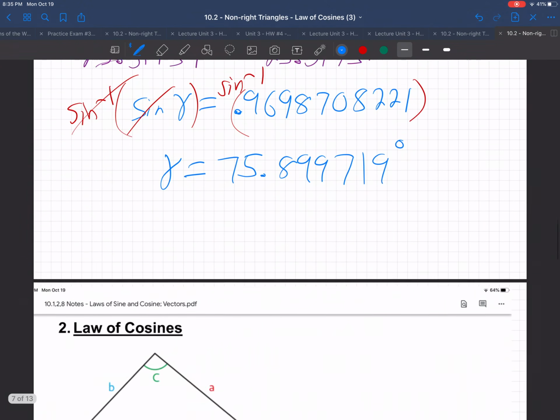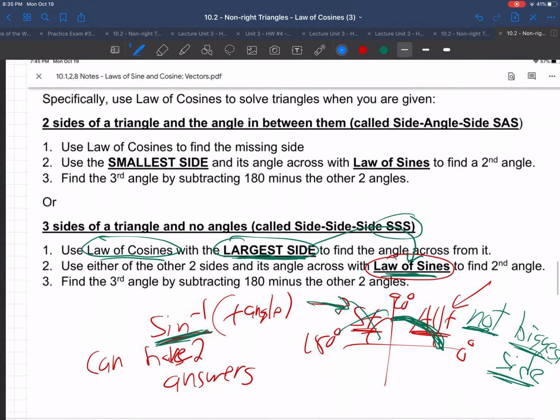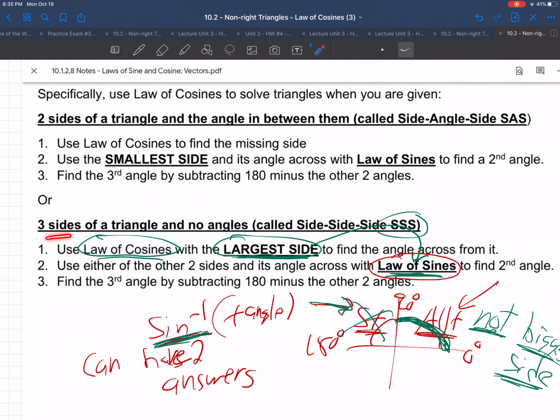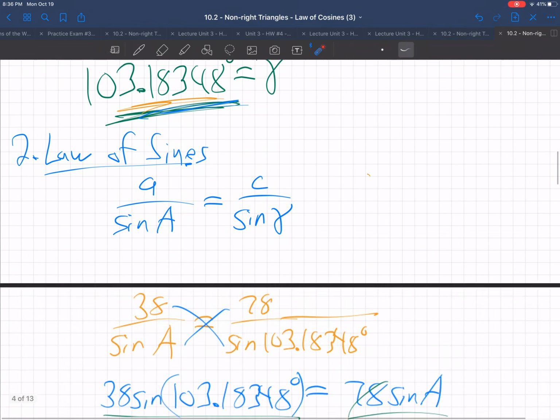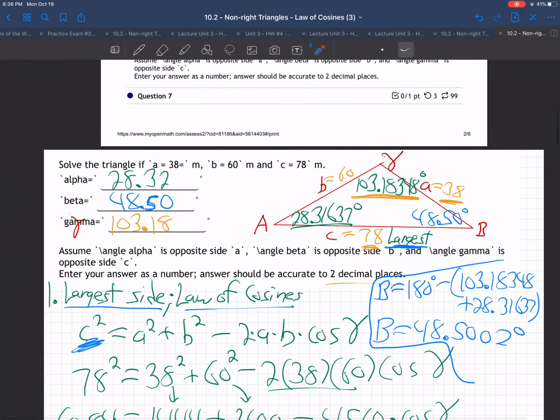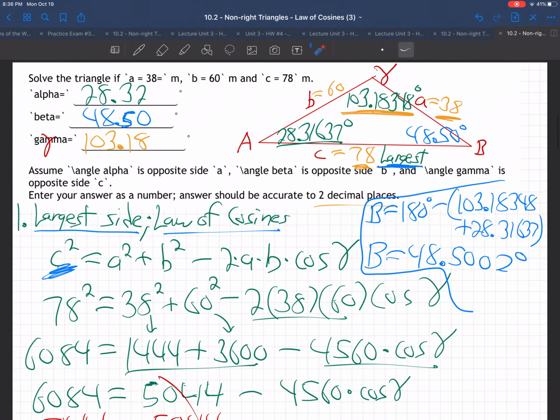It's all in the notes right here that we just followed for side, side, side, three sides. Start with law of cosines for the largest side, then shift to law of sines, then subtract from 180 to get the third angle. So there we go. There are all the answers and all the work for that challenging problem.